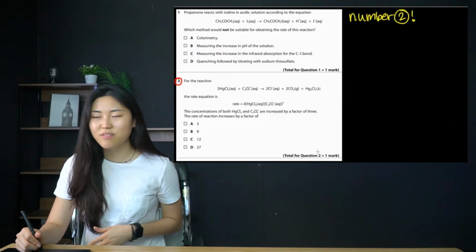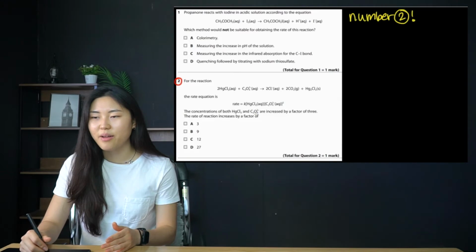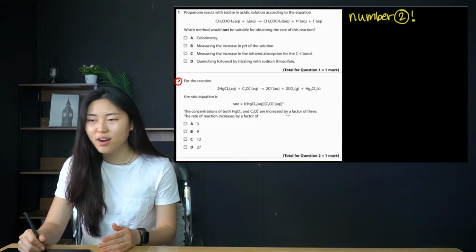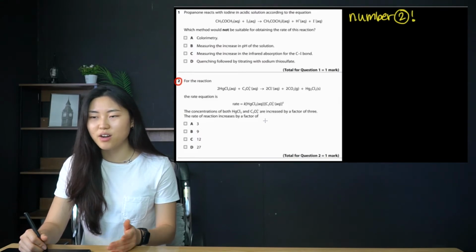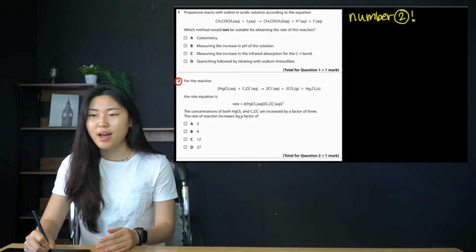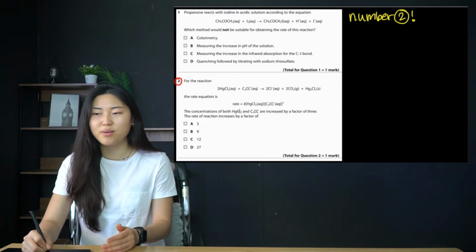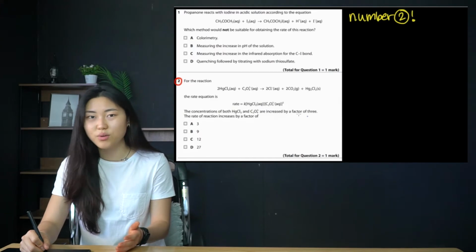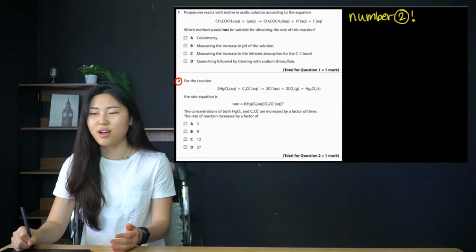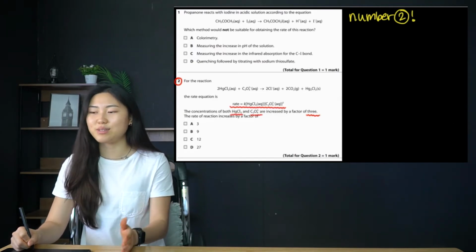The concentration of both HgCl2 and the ethanedioate ion are increased by a factor of 3. The rate of reaction increases by a factor of? So we know that these two reactants are both in the rate equation, right? If one of these is at 0 order, it won't be in the rate equation, meaning it is not going to actually affect the rate, I mean, how fast the rate is going to be.